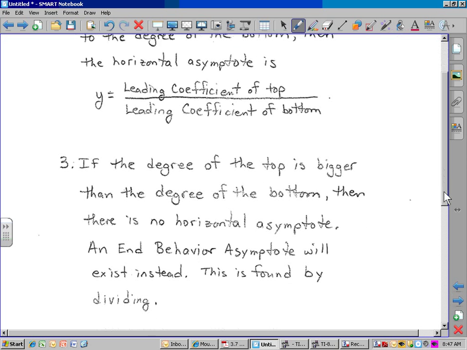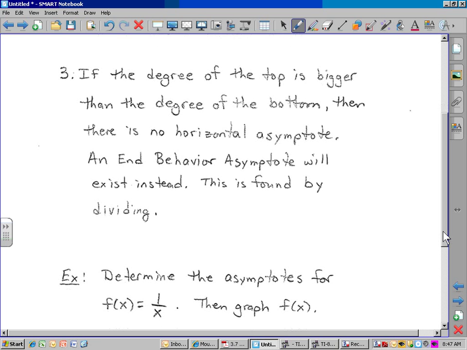The third situation: if the degree on top is larger, if it's bigger, the highest exponent on top is bigger than the bottom, then there is no horizontal asymptote. So the first two cases tell us the horizontal asymptote will be 0. The horizontal asymptote will be y equal to some number. The third case says it doesn't exist. There isn't one. What will replace it? An end behavior asymptote will exist instead.